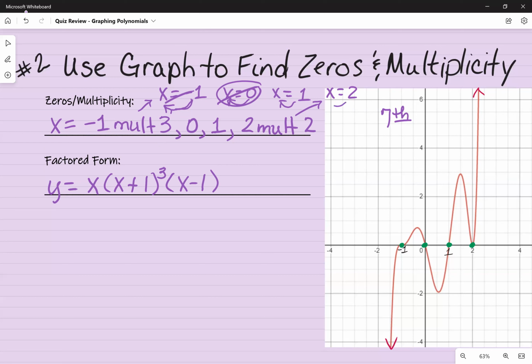And then finally, if I move the 2 over, I have x minus 2. And since there's a multiplicity of 2, that means it's raised to the 2nd power. So this is what my actual factored form of this graph looks like.